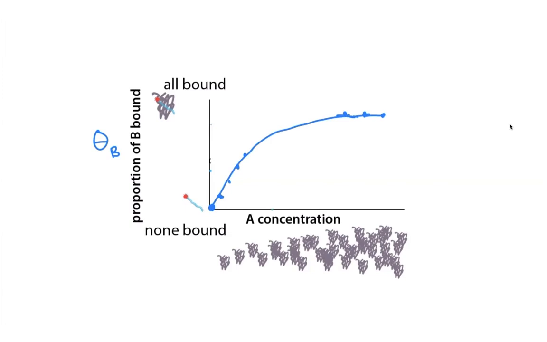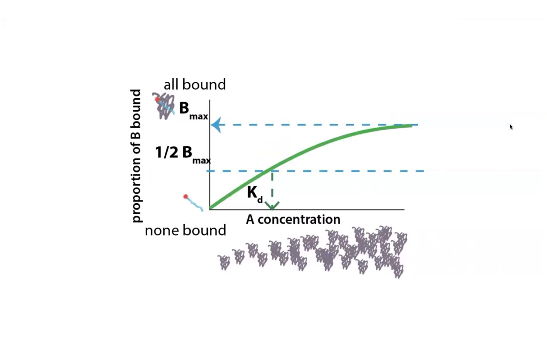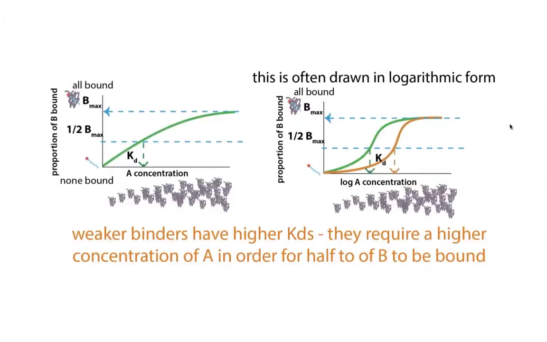We can give different names to these points. Basically, this amount at which we have it all bound, sometimes we'll see this as B max. And then we have this 0, so that's none bound. And then remember our KD, that was the point at which half of it is bound. So if we say 1/2 B max, that would be the proportion that's bound. Then we look to see the A concentration, and that would be our KD. So we end up with, drawn more nicely, something that looks like this. But you'll actually often see them drawn something more like this.